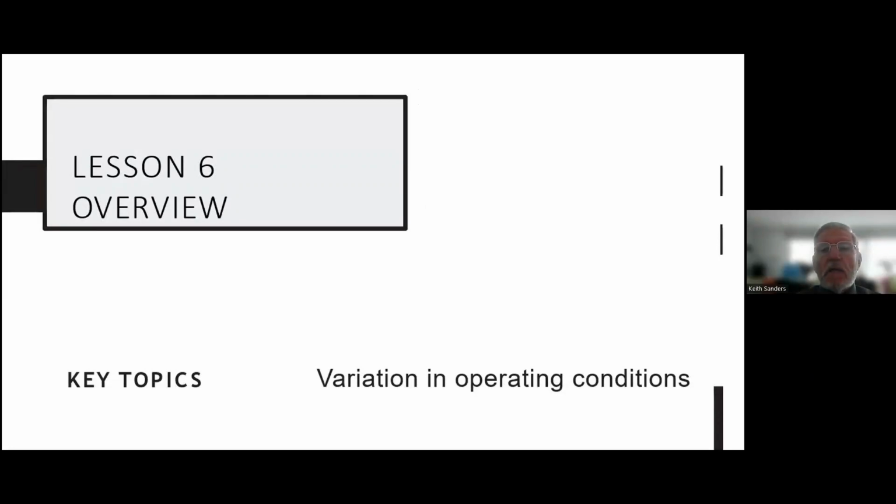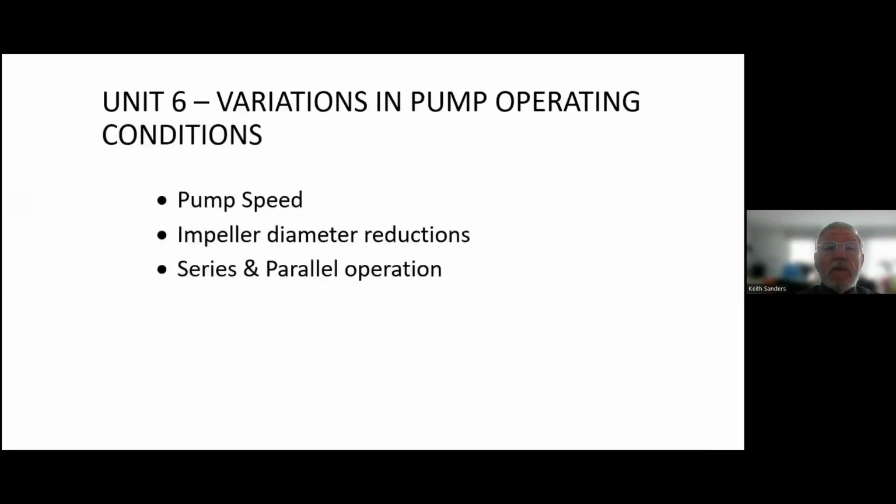Lesson 6 is variations in operating conditions. We're talking about what the impact of speed is on pump performance, what the impact is of impeller diameter reductions on performance, and the impact of series and parallel operation of pumps. So that's the final one, which looks at more than one pump operating in the system.